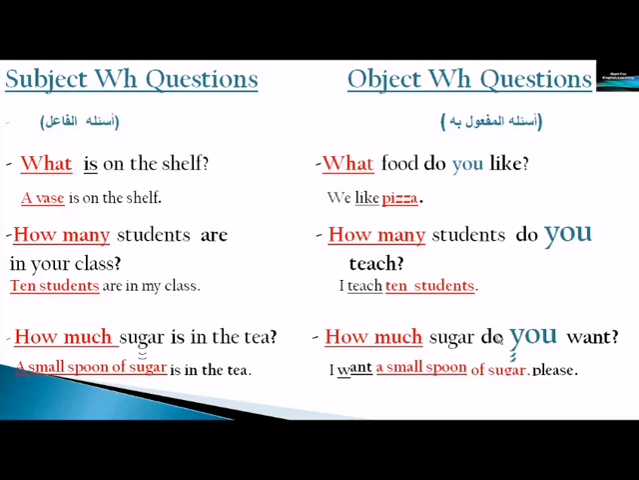While here, how much sugar do you want? We have inversion. And we know the subject. The subject is you. Here, how much is asking for the object of the sentence. The answer, a small spoon of sugar. I want a small spoon of sugar. This is the object of the sentence.